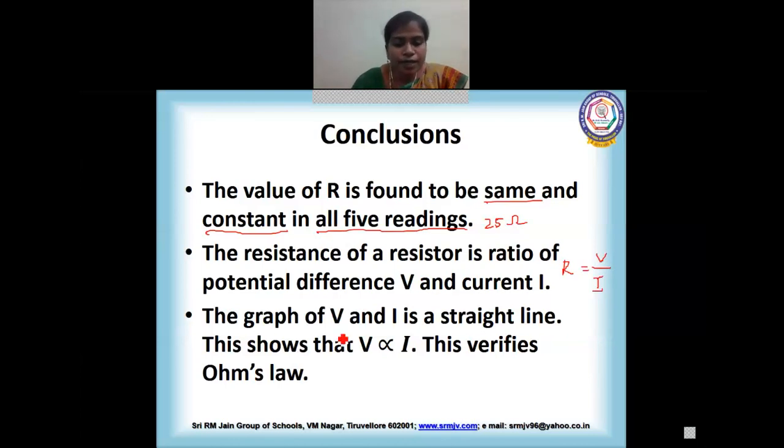The graph of V and I is a straight line. Yes, obviously we have got a straight line. This shows that V is directly proportional to I, and this verifies Ohm's law. So Ohm's law states that electric current flowing through a conductor is directly proportional to the potential difference across the ends of the conductor, provided the temperature and other physical conditions remain unchanged. So hence we have verified Ohm's law.